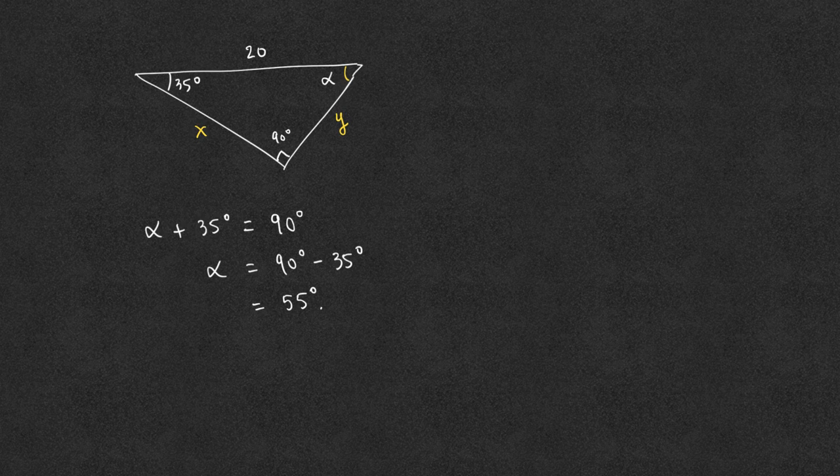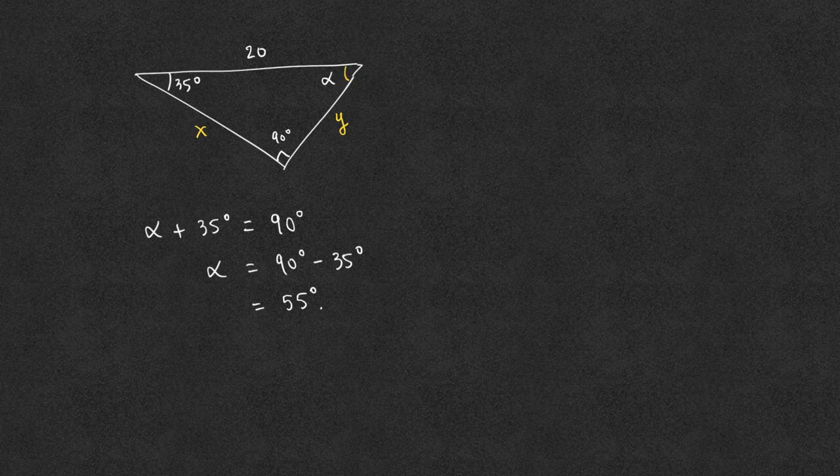And so we found the remaining missing angle. We do not need to find the measure of a right angle because it is 90 degrees. Keep in mind that 90 plus 35 plus 55 will give us exactly 180 degrees.